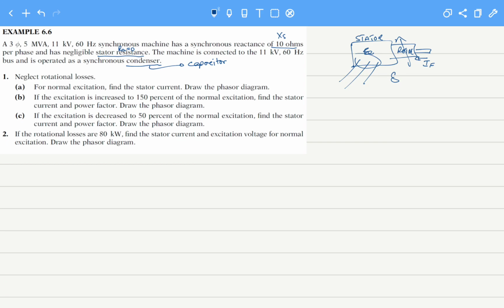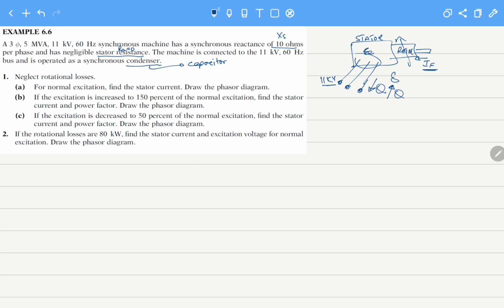And our motor, which is connected to a normal supply, in this case 11 kV, is just floating, or turning freely, but it is also providing Q to the system or absorbing Q from the system. This is the control that we can achieve by IF.